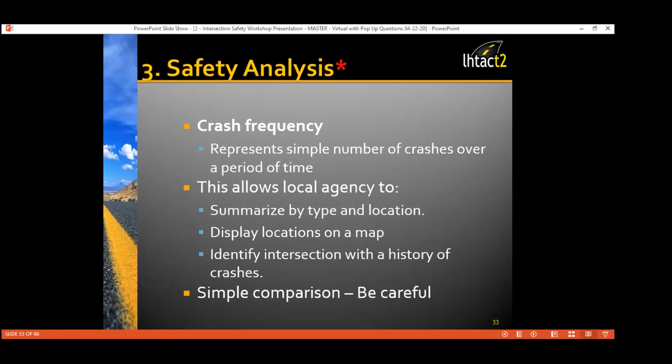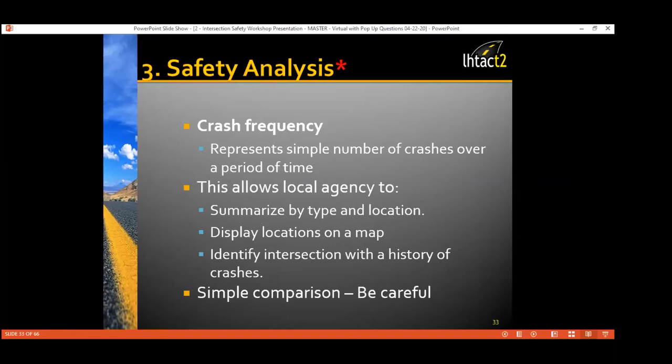So remember, we're always really interested in 5 years' worth of data. 3 years is good, but 5 years is better. So that's our period of time, and we can capture the number of crashes that are happening based on the data that we're finding. This allows you to summarize the crashes by type and location. And we can display those crashes on a map, which is really good. You can bring that up electronically, or if you lack these resources, there's nothing wrong with push pins and a paper map. And you can start to provide a report identifying those intersections that have a historical problem with crashes.